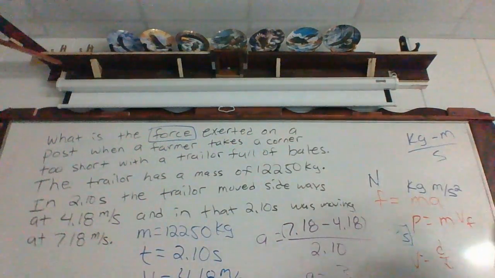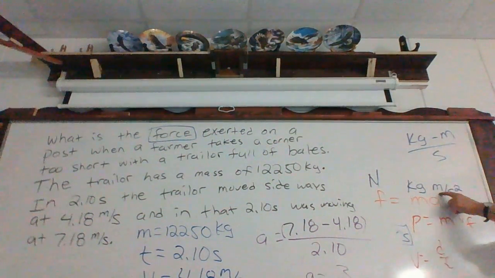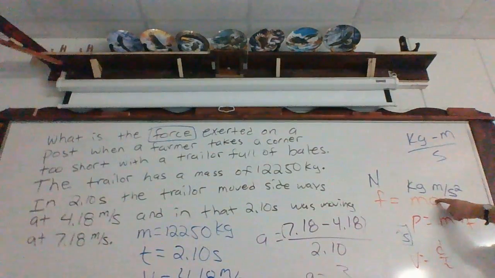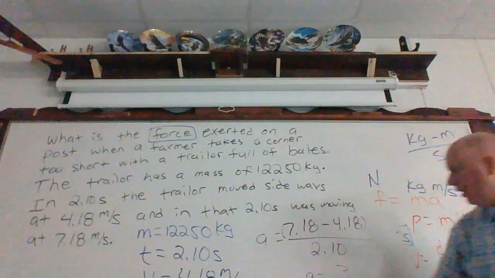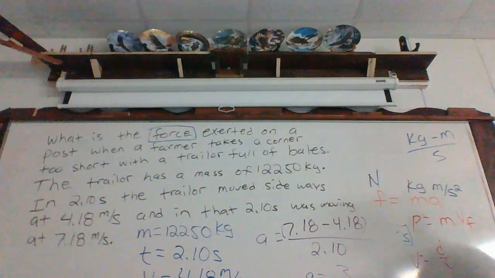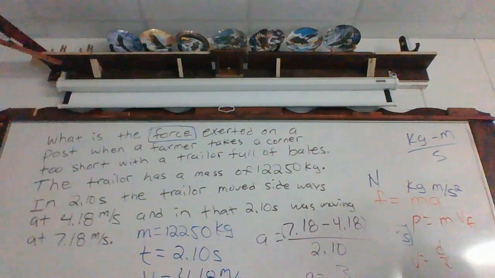So now that we found the acceleration, what can we do next? Find the force. And to do that, notice acceleration is measured in meters per second squared. Their mass is in kilograms. We've got our kilograms. We've got our meters per second squared. The formula tells you to multiply the two. That gives you your answer.